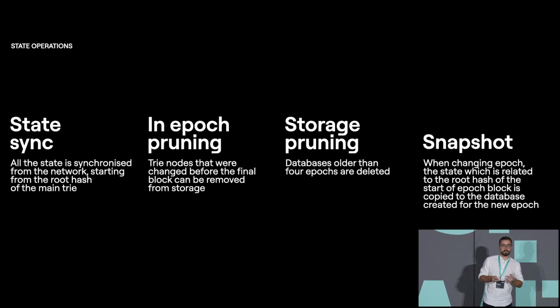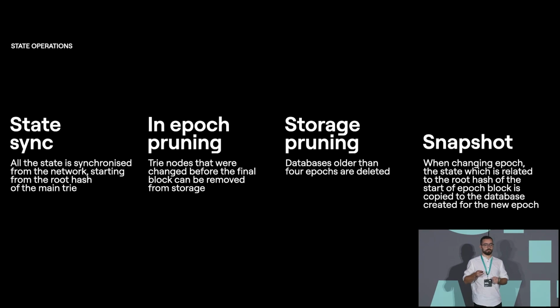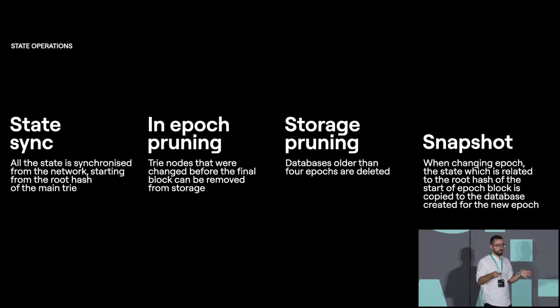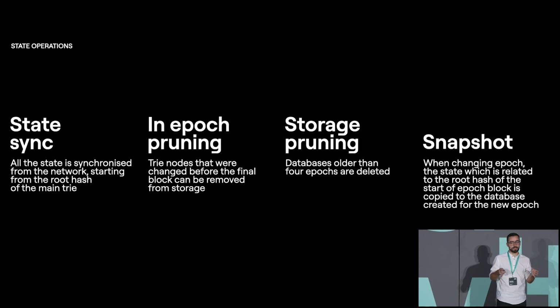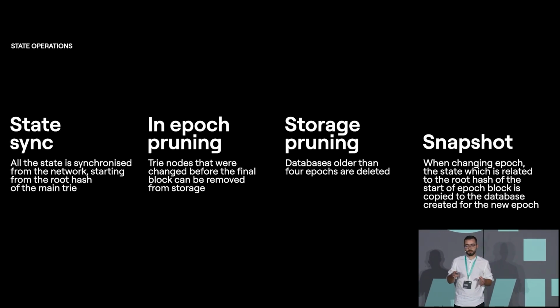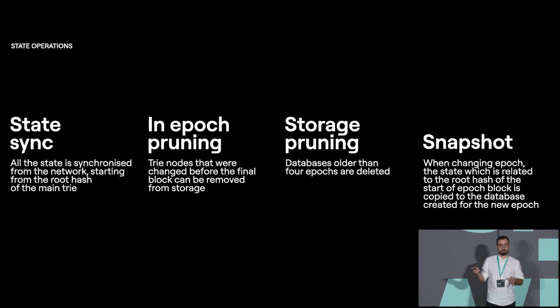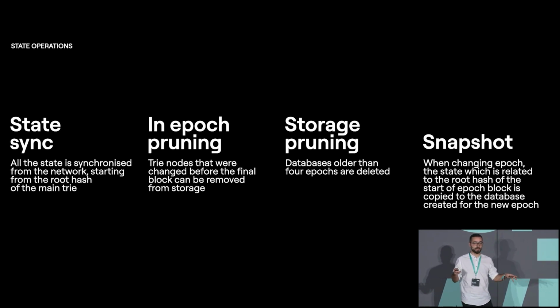Snapshot means that at the start of each epoch, you copy the current state to the new epoch. So you created your account in epoch 2. When you go to epoch 3, your account is still part of the current state, so you copy it to epoch 3. Then you copy it to epoch 4, then to epoch 5, to epoch 6. When you go to epoch 7, you can safely remove the database for epoch 2, because your account will be in epoch 7, 6, and so on.